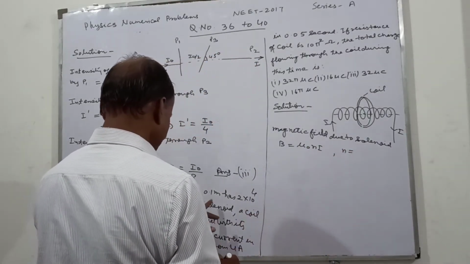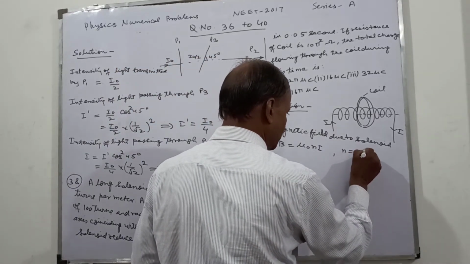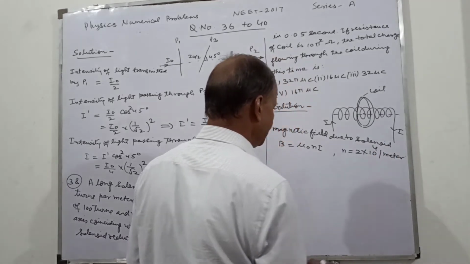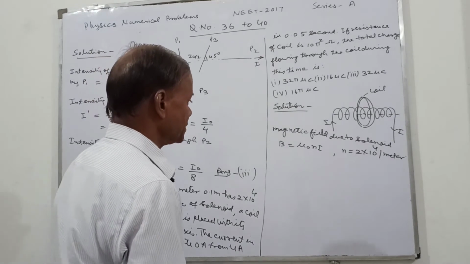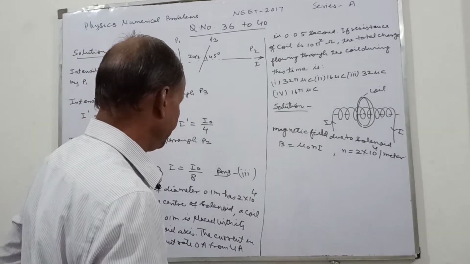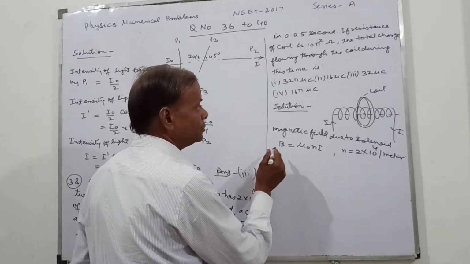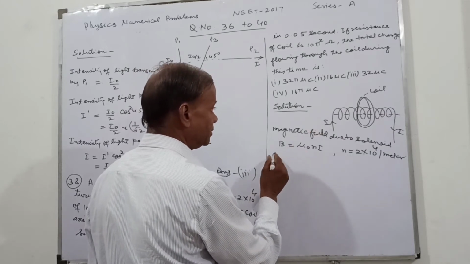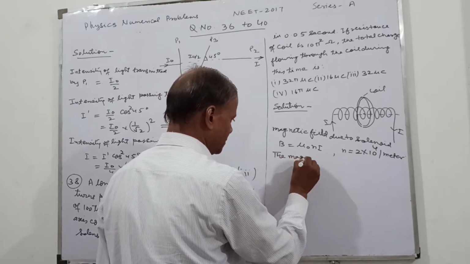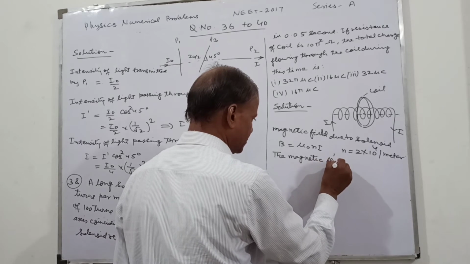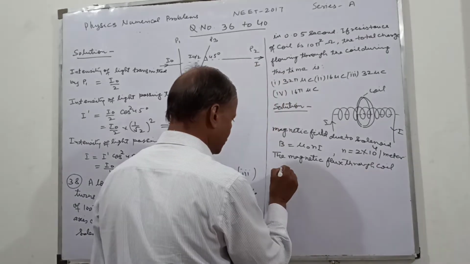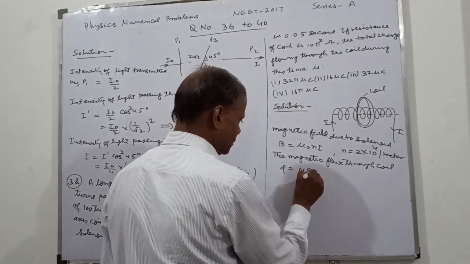This is 2 into 10 raised to the power 4 per meter, and this I is given, which decreases from the maximum value 4 ampere to 0 ampere. So now the magnetic flux through the coil. Phi is equal to, this is now NBA.